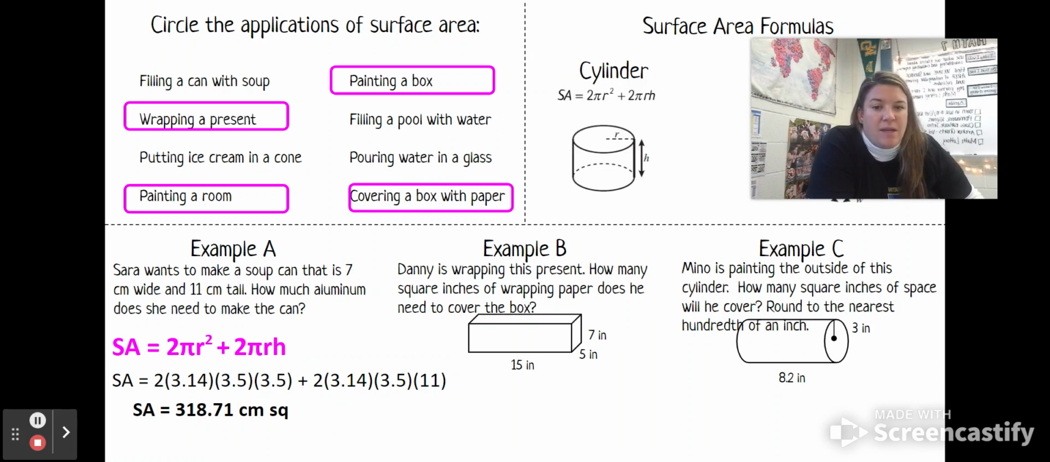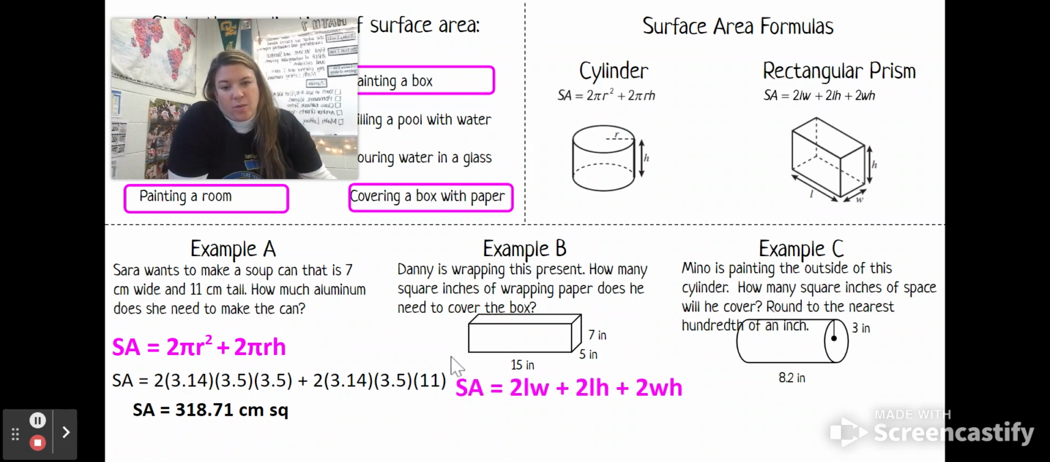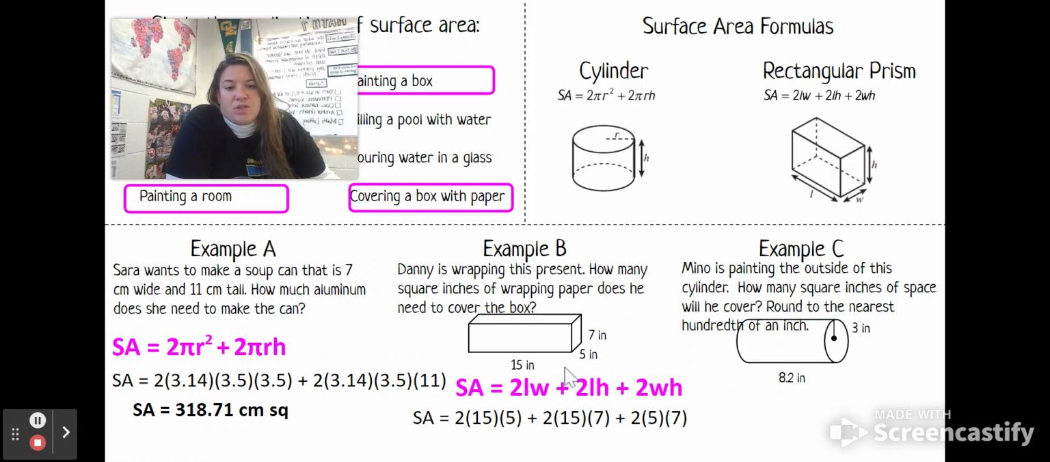Danny's wrapping this present. How many square inches of wrapping paper does he need to cover the box? Okay, this formula is over here, the rectangular prism formula. So 2 length width plus 2 length height plus 2 width height. It's a big, long formula. And now we have to enter in one number at a time for each variable. So surface area equals 2 times length, which is 15, times 5, plus 2 times 15 times 7, plus 2 times 5 times 7. Doesn't really matter which number you make the length and width and height, as long as you don't repeat them. Like see how 15 times 5, 15 times 7, and then 7 times 5.